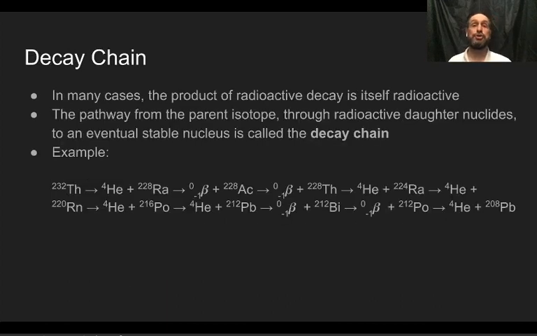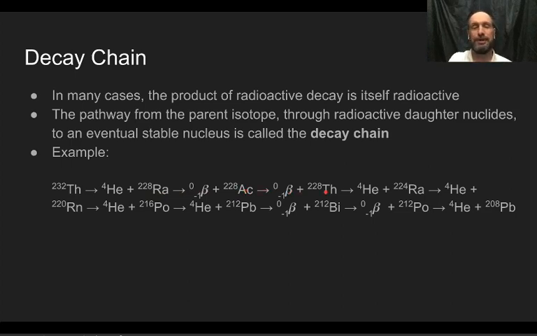Now, in many cases, the product of radioactive decay is itself a radioactive element. So we get this long chain called the decay chain. That's the pathway that the parent isotope takes through all of the daughter nuclides until it gets to the stable nucleus. So here's an example. This is radioactive thorium-232. Here it is decaying by alpha emission to form radium-228, which is unstable. It undergoes negative beta decay to form 228 actinium, which in turn undergoes beta decay again to form 228 thorium.